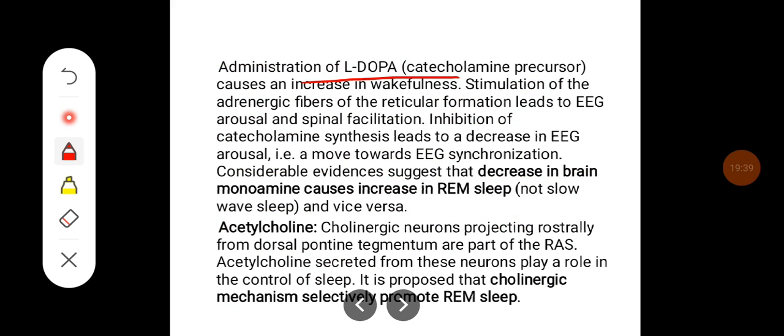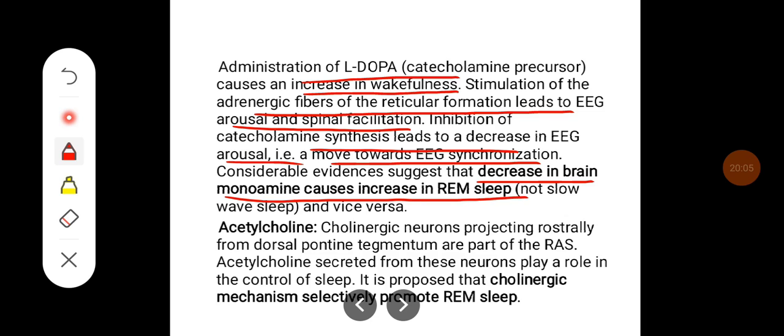Administration of L-DOPA, that is a catecholamine precursor, causes increase in wakefulness. Stimulation of the adrenergic fibers of the reticular formation leads to EEG arousal and spinal facilitation. Inhibition of catecholamine synthesis leads to decrease in EEG arousal, that is, move towards EEG synchronization. Considerable evidence suggests that decrease in brain monoamine causes increase in REM sleep and vice versa.